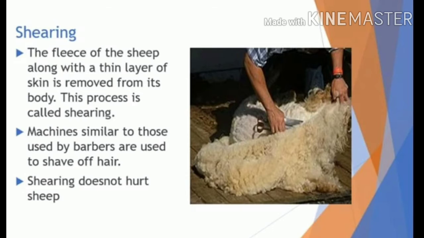The first step of yielding wool is shearing. In this process, the fleece or hair of the sheep along with a thin layer of skin is removed from its body. This process is called shearing. The process of shearing is done with the help of special types of machines. These machines are just like barbers'. Shearing does not hurt the sheep.